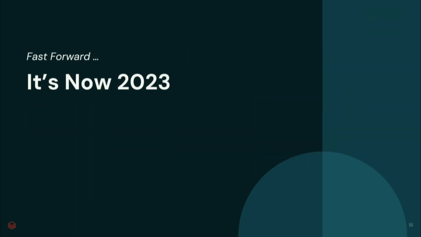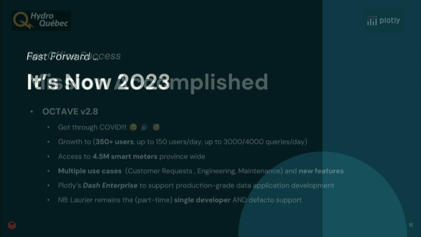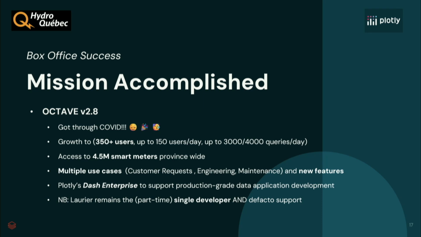So let's roll the clock forward. It's not 2019 anymore, it's 2023. Okay. Mission accomplished, box office success. This application called Octave, and I asked Laurie, why'd you call it Octave? And he said, well, it's some French acronym that he concocted. He can't even remember why, right?